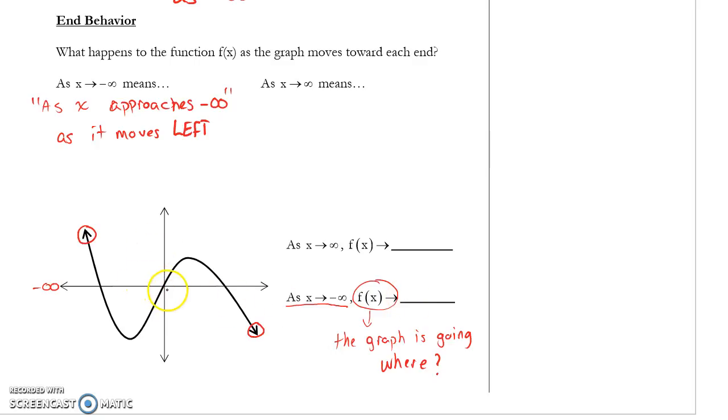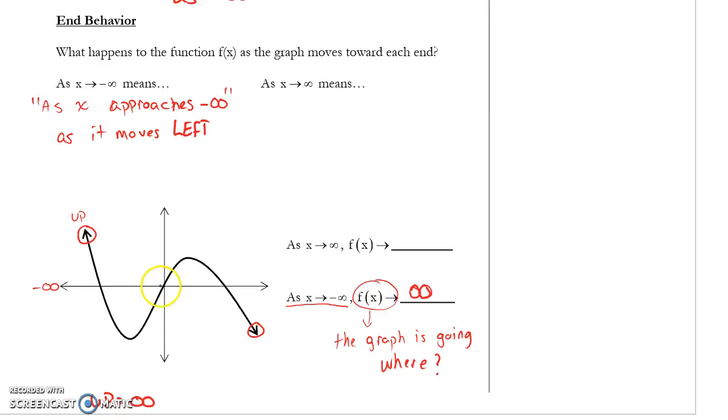If I always start and put my pencil at the origin, and I see as x approaches negative infinity, that means go left. Follow the graph all the way to the left until you get to the arrow. When you get to the arrow, were you going up or down? As I'm going left and I get to the arrow, I am moving my pencil up. Up means it's going towards positive infinity. So up equals positive infinity.